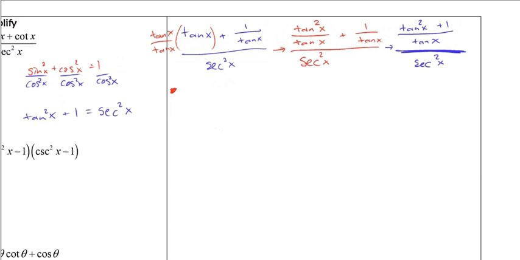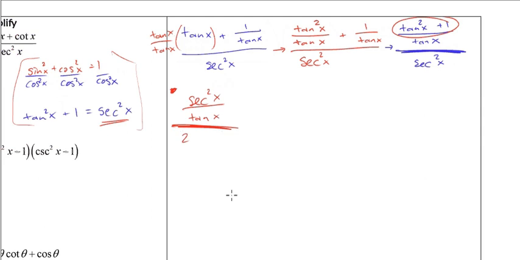So our next line, this is just kind of work we'll do on the side to use our identity. But our next line, we're substituting out tangent squared of x plus 1 as secant squared of x. So secant squared of x divided by tangent of x, and then divided by, big division line there, secant squared of x. Now these compound fractions can be pretty difficult.